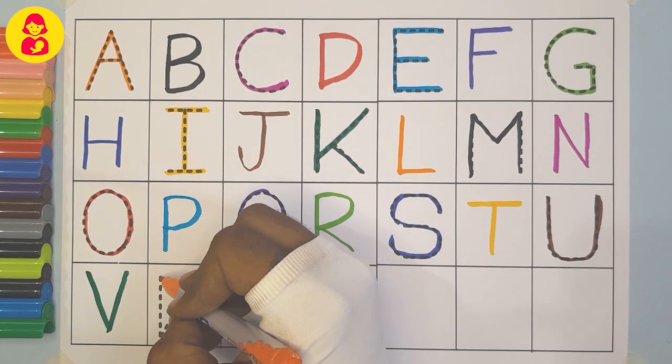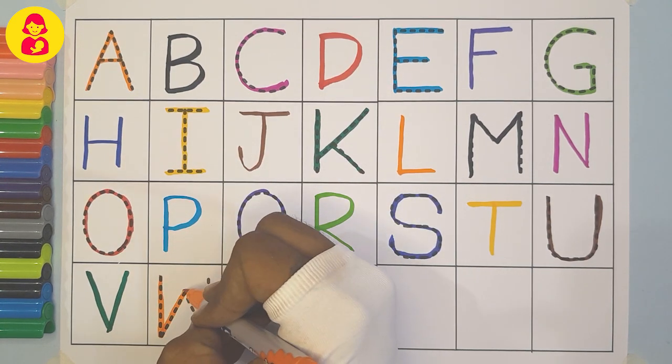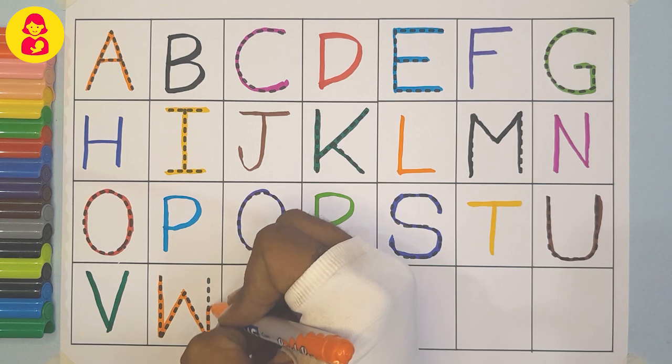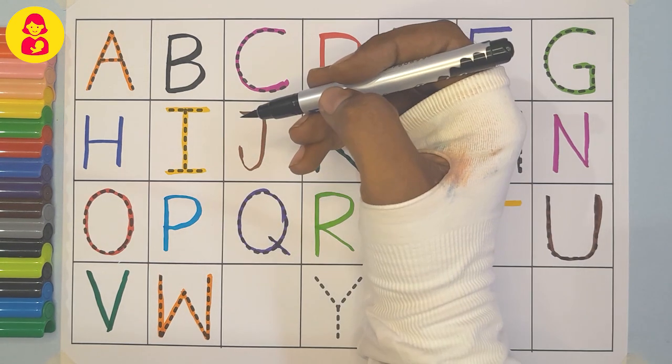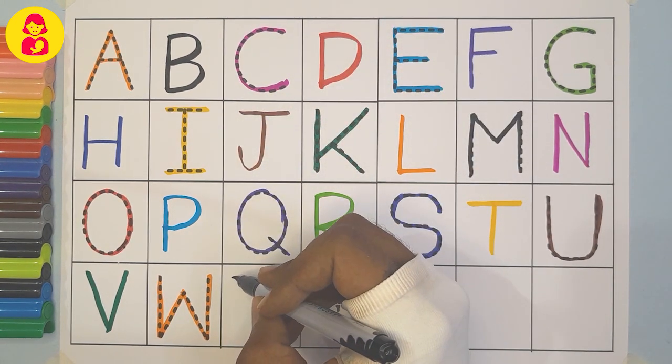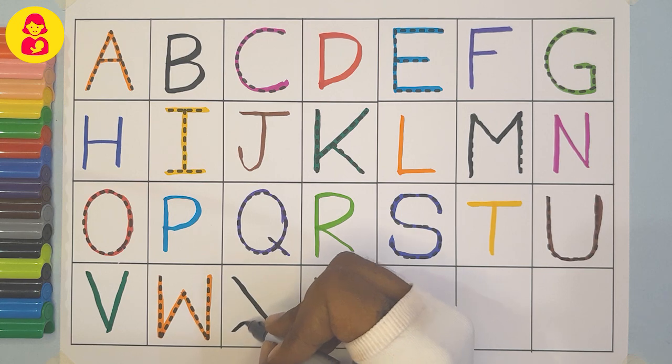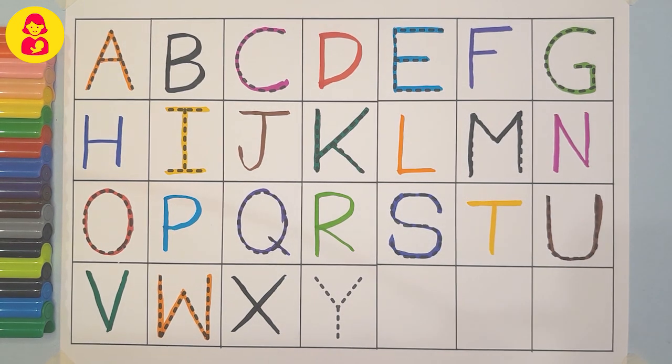Orange color. W. W for watermelon. W for watermelon. Black color. X. X for X-ray. X for X-ray.